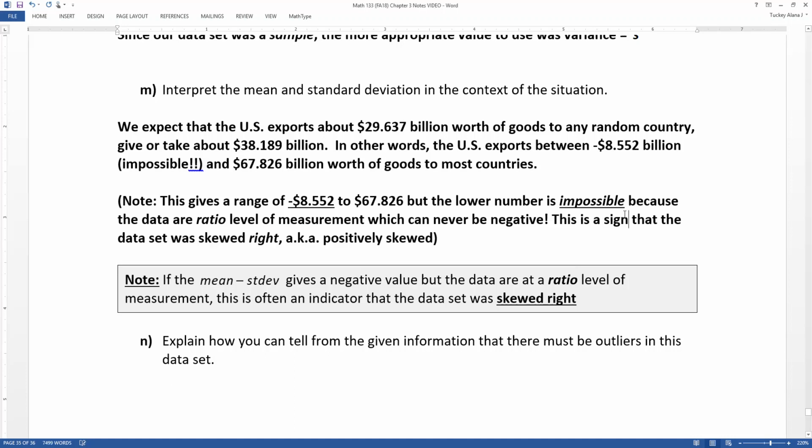There, and I just wrote that up. This was a sign that the data set was skewed right. And it'll only work for ratio data, obviously. So it has to be that your data set is ratio, because if it was interval, then you can have negatives all day long. So the fact that this couldn't be negative in real life terms, you can't export negative $8.552 billion worth of goods to a country. You can have a trade balance that's negative, but not exporting that much.